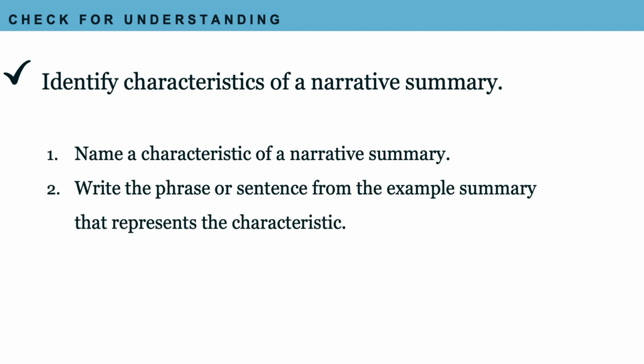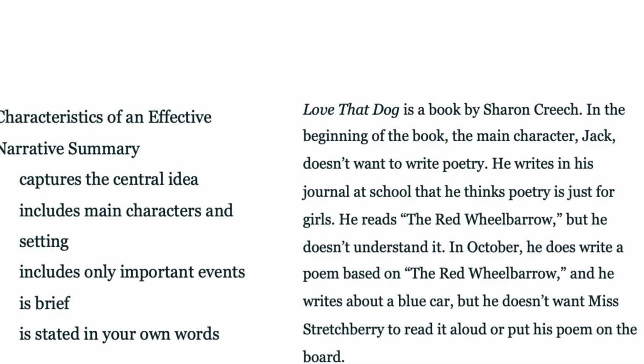So now I want you to take a minute to think more carefully about these characteristics of a narrative summary. We will practice writing more narrative summaries later, but right now I want you to really just think about the characteristics. In your Wit and Wisdom journal, I want you to first name a characteristic of a narrative summary, and then, number 2, write the phrase or sentence from the example summary that represents the characteristic. I put these here for you on the same slide so that'll be easier to do that.